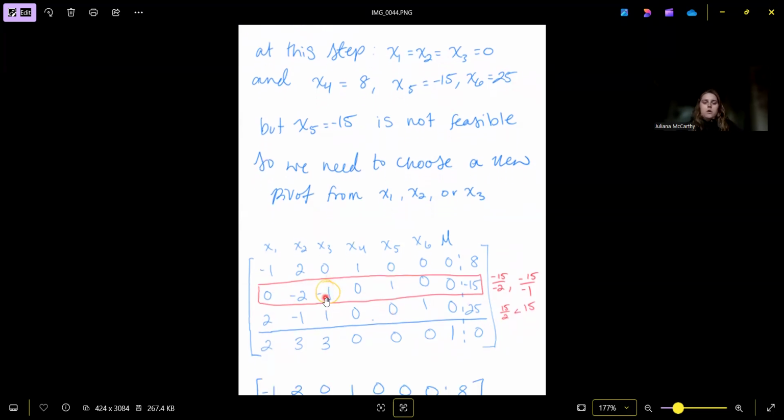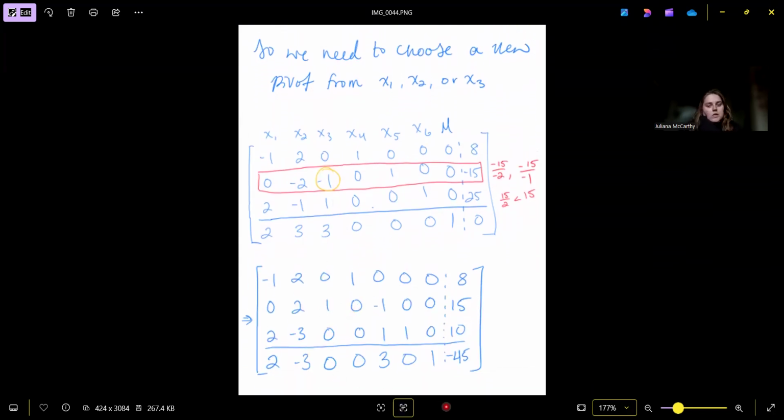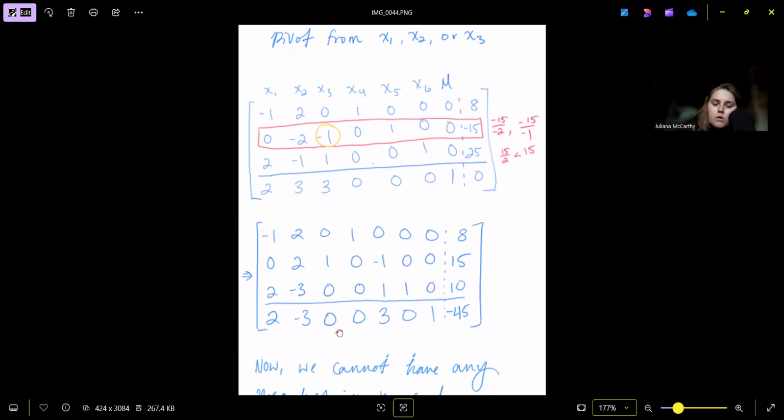We're just going to make that a positive 1, and then 0 out the rest of the column using our row operations. So this is the new matrix that we have, and we see it's no longer any negatives. So these are feasible now. But we've now run into the problem that there's a negative in our last row, and we don't like that. We don't like that negative 3.